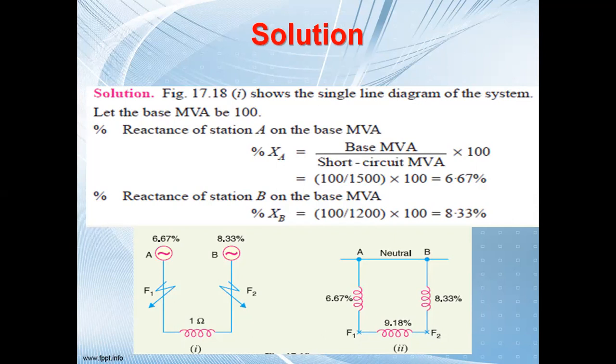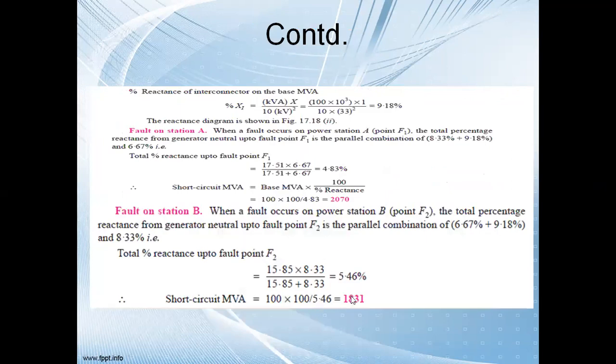Sir, 1831. Okay, it's correct. It's 1831. You have got this value, 5.46%. Yes, sir. So all of you have got this.